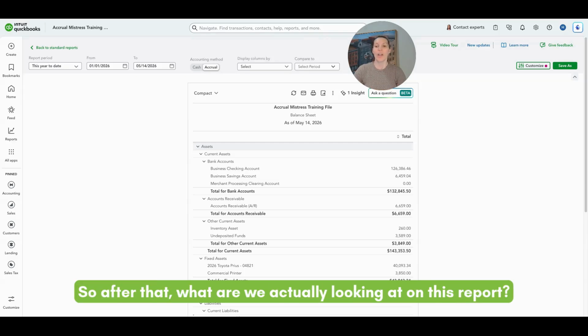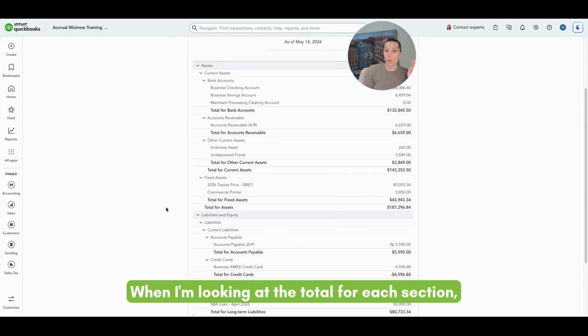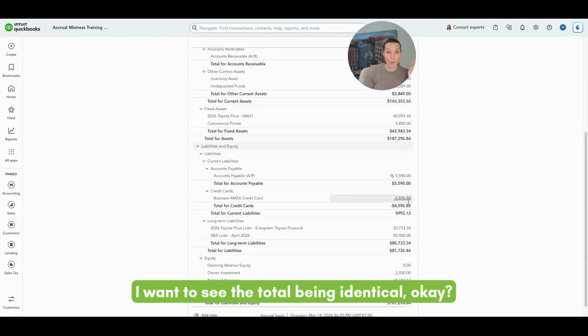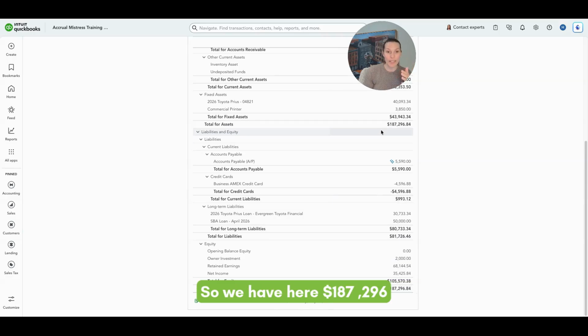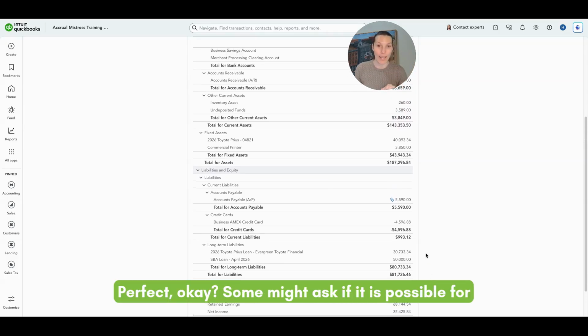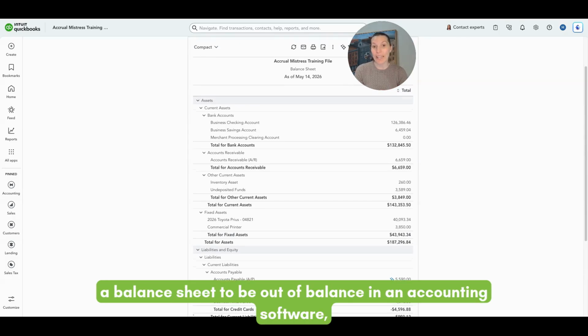So after that, what are we actually looking at on this report? Well, our balance sheet should first and foremost balance, okay? When I'm looking at the total for each section, I want to see the total being identical, okay? So we have here $187,296.84 and $187,296.84. Perfect, okay?